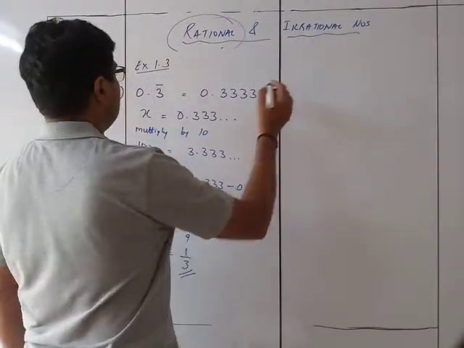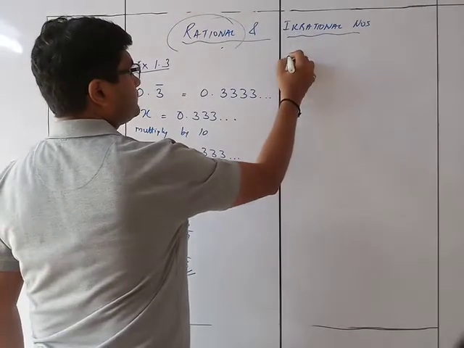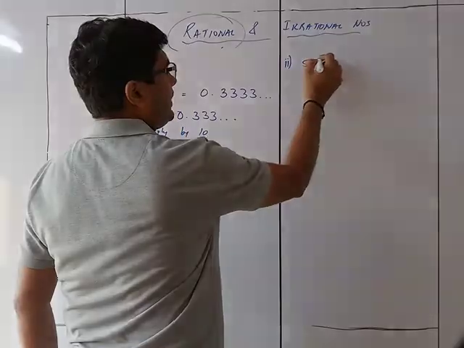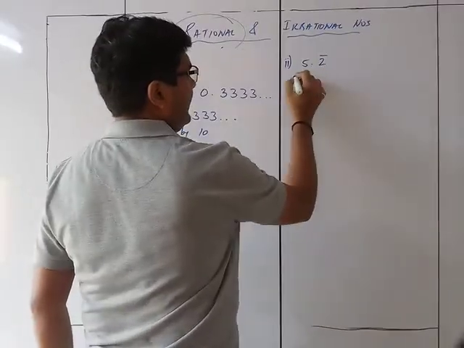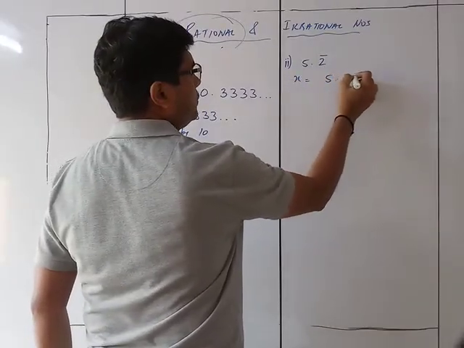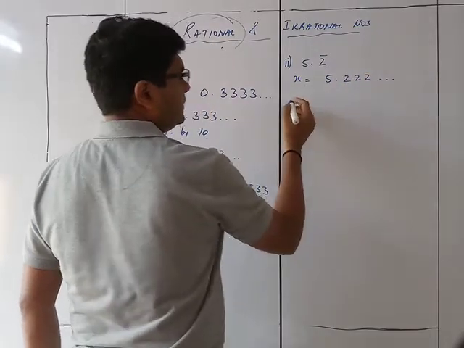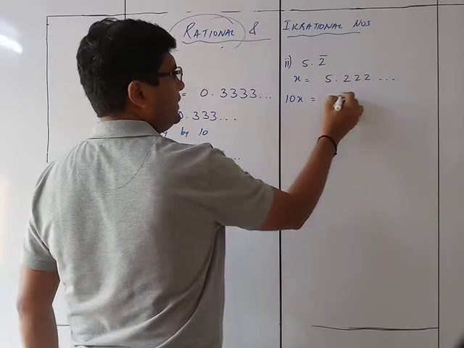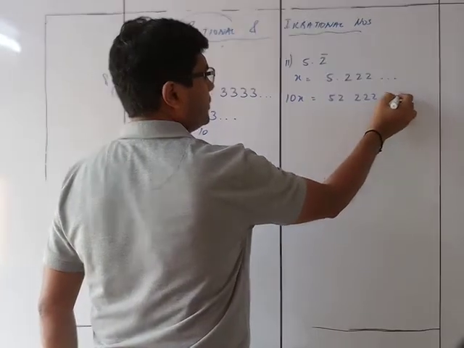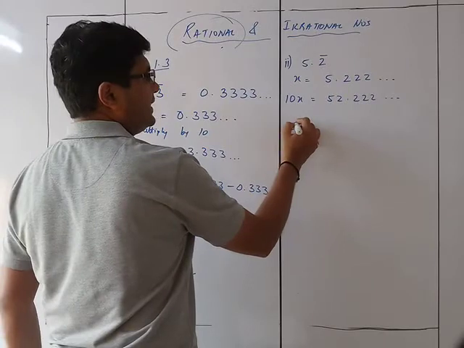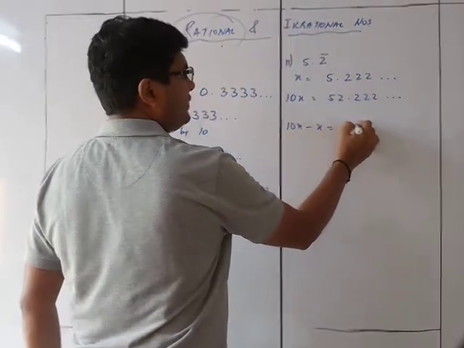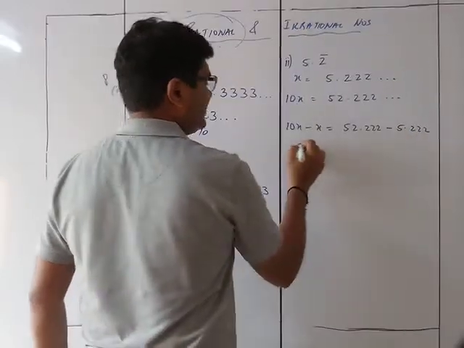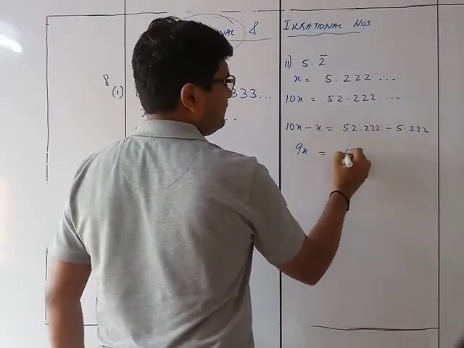The next one, let's see question number 2. We are doing all sums right now. That is 5.2 recurring. So x is equal to 5.222 dot dot dot. Accordingly, we'll do the same thing over here. 10x is equal to 52.222 dot dot dot. Subtracting, we get 10x minus x is equal to 52.222 minus 5.222. So 9x is equal to 47.